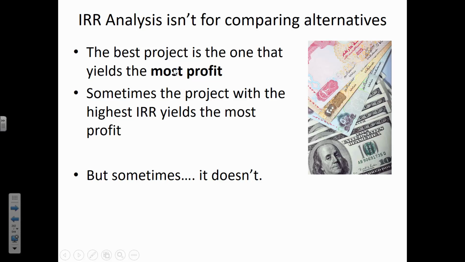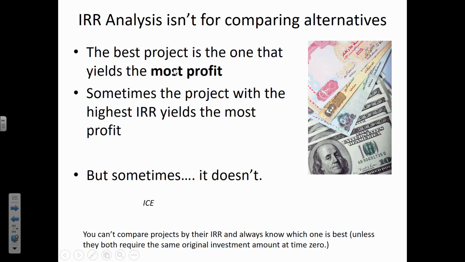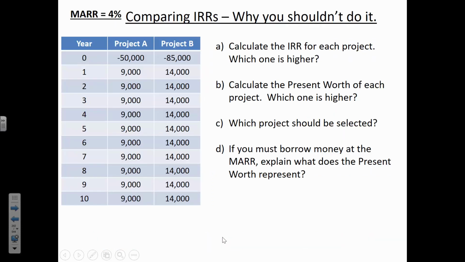Just because one particular project has the highest IRR doesn't mean you should choose that project. The project you should choose is the one that yields the highest profit. So using the IRR for initial screening will always be valid. It'll always tell you if a project is acceptable or unacceptable when compared to the MAR, but it doesn't always tell you which project is best. So just to summarize again, you can't compare projects by the IRR. You have to look a little bit more closely.